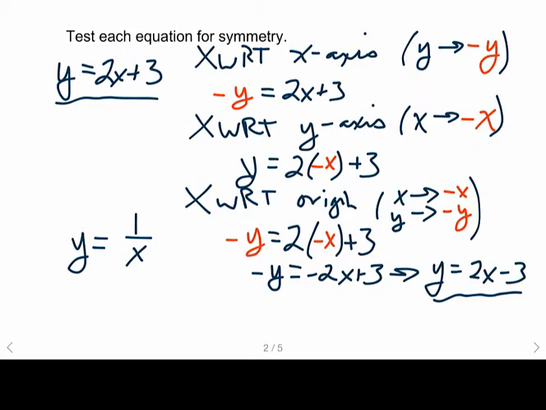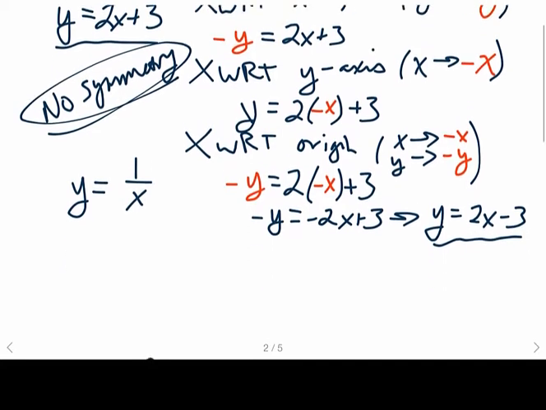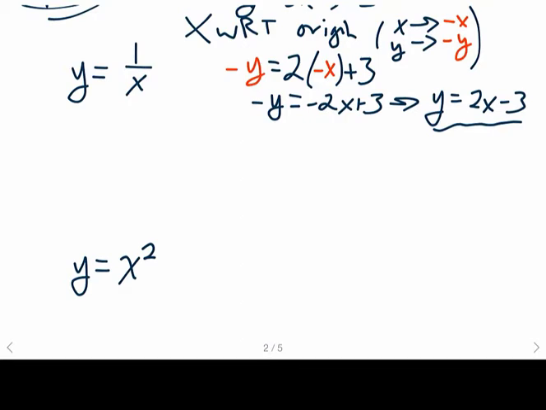Ultimately, the answer to this question is that there is no symmetry here with respect to the x-axis, the y-axis, or the origin. Next, we're going to examine y = 1/x.